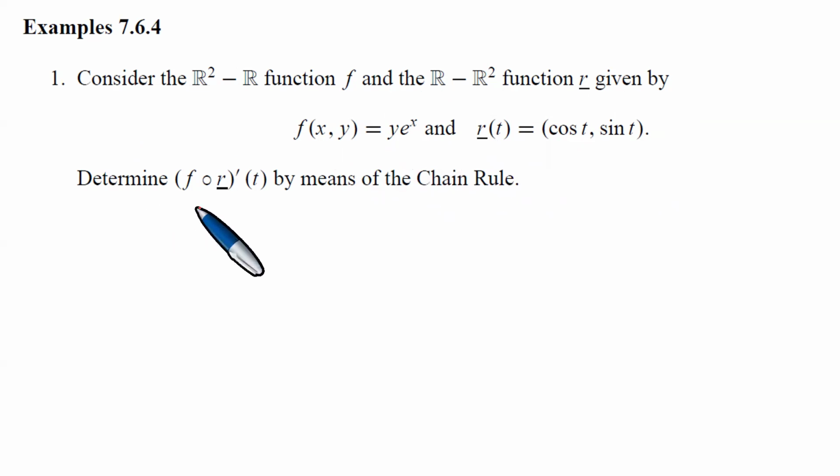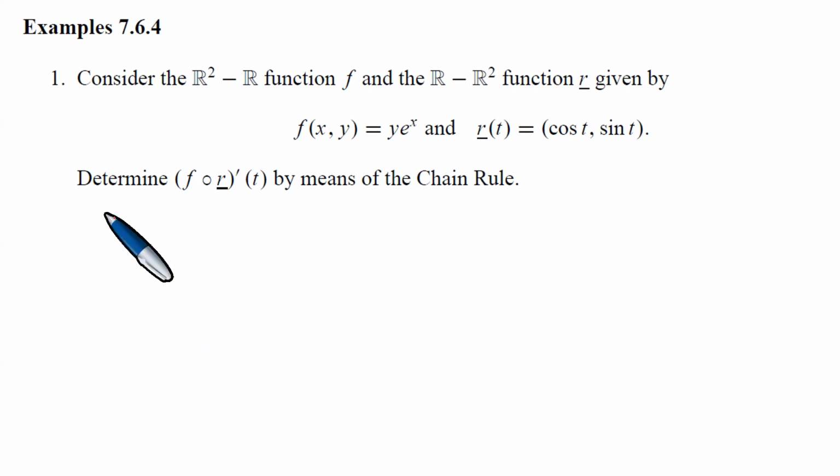You need to determine the composition of f and r primed by means of the chain rule. So let us determine these together by means of the chain rule. And therefore, if this is the case, we are looking at what we actually need to do in an attempt to solve this kind of problem.